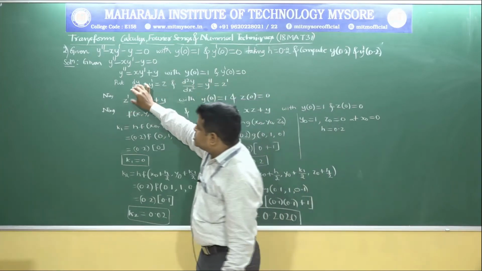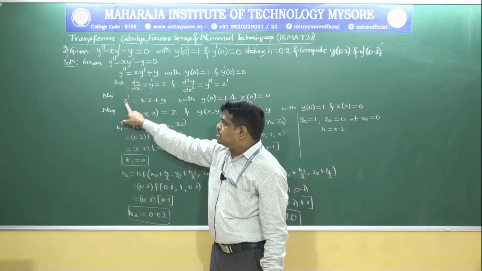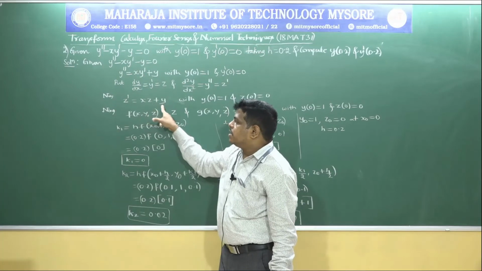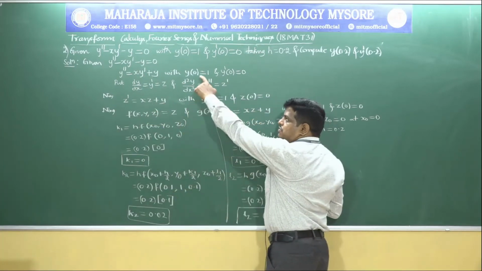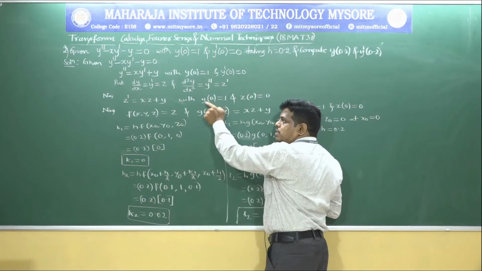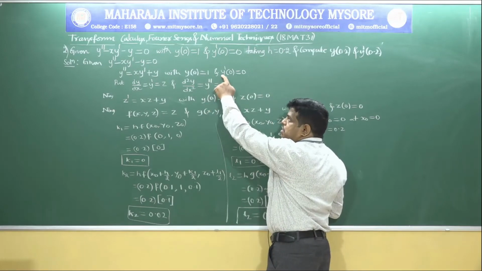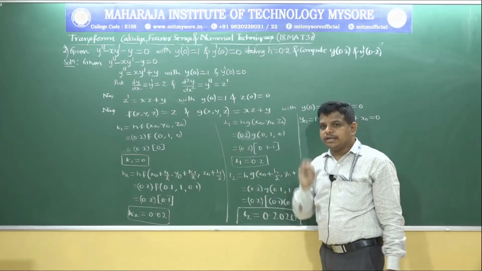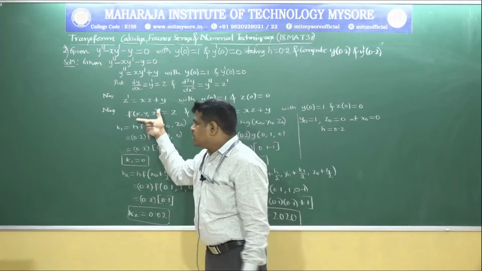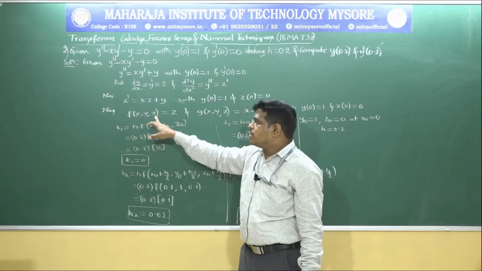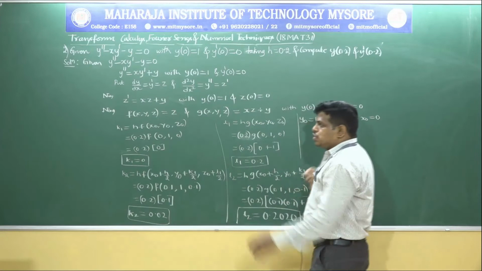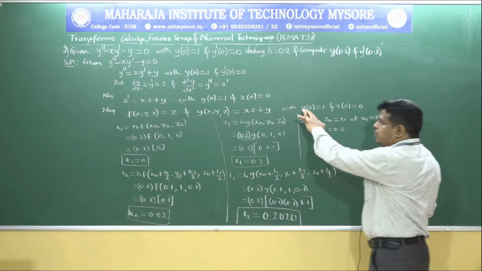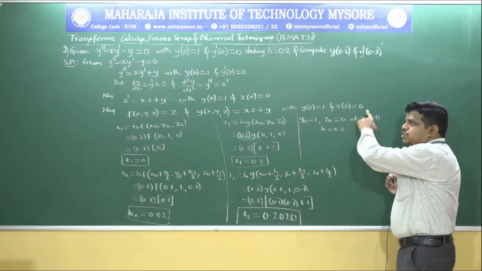Next, substituting this in the given equation, y double dash becomes z dash, x into y dash becomes xz plus y. Next, with the initial conditions, the first condition remains as it is, y of 0 equals 1. Next, second condition, y dash becomes z, z of 0 equals 0. Now we have two simultaneous differential equations. First simultaneous differential equation is f of x comma y comma z equals z. Second is g of x comma y comma z equals xz plus y, with the initial conditions y of 0 equals 1 and z of 0 equals 0.